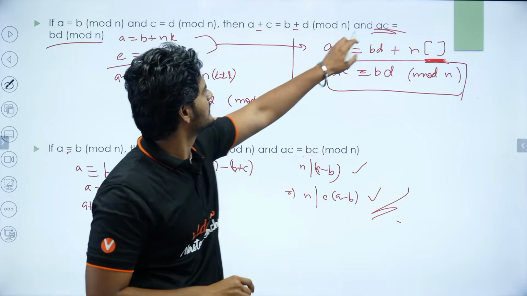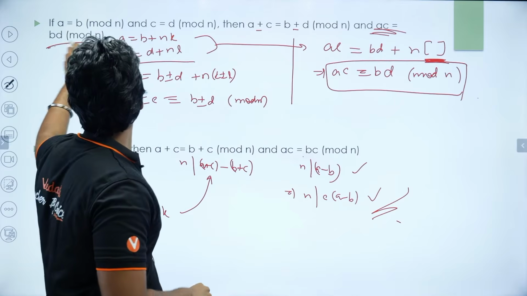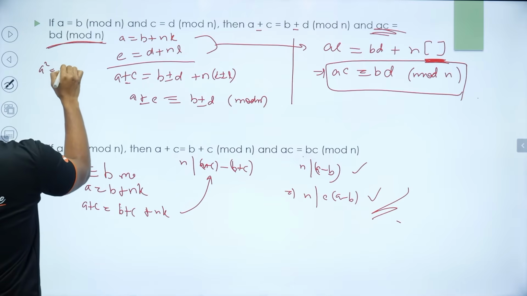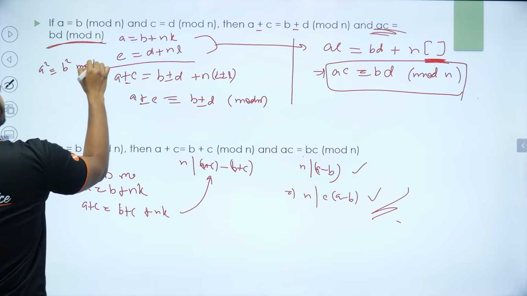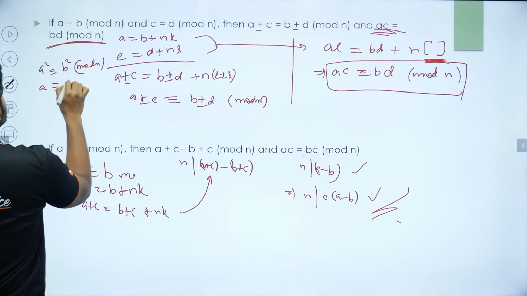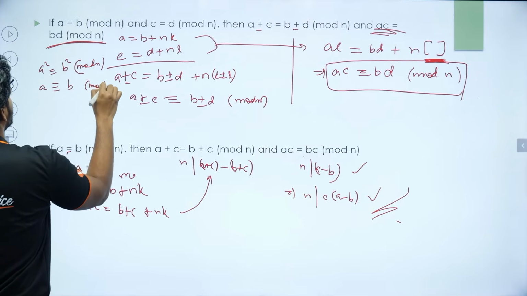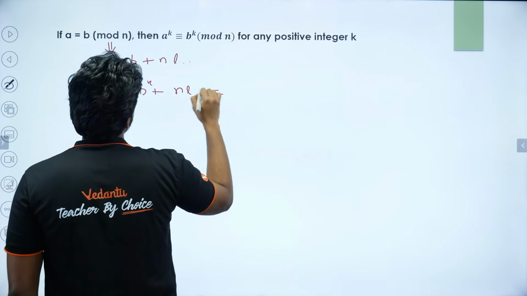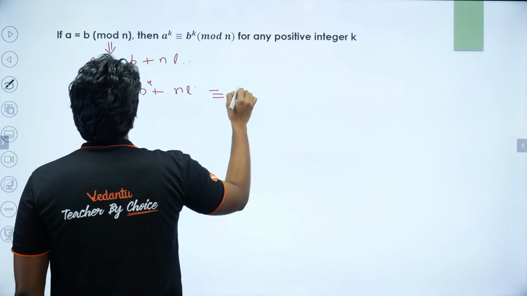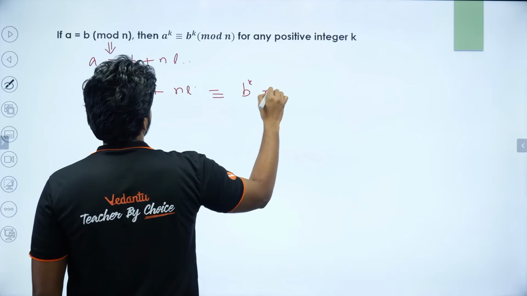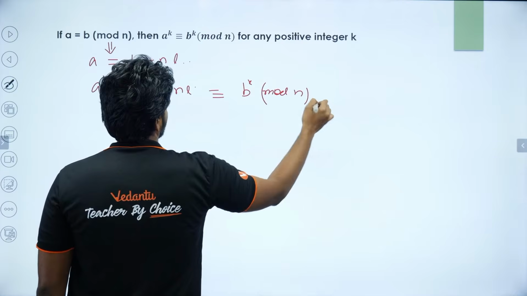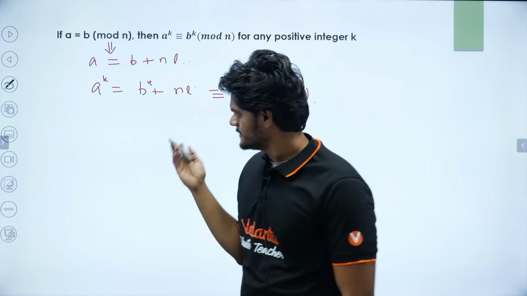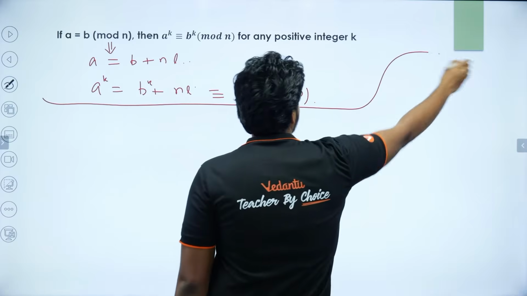In fact, it follows from here itself. Here you see that AC is congruent to BD, right? You are just multiplying that. So you basically have A square is congruent to B square mod n, and similarly you multiply it again, right? So you keep on multiplying and you'll still be left with B power k mod n. So if you want to see some examples, let's look at some examples for everything.